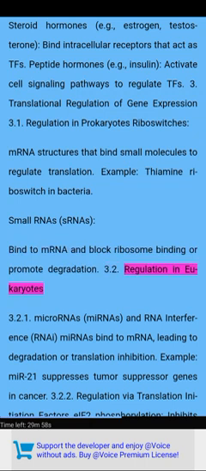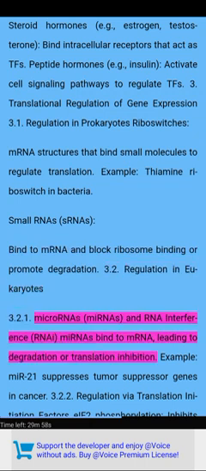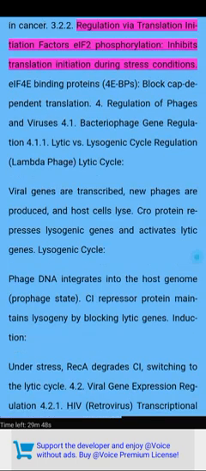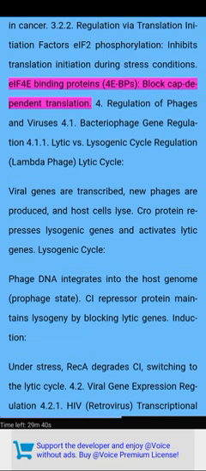3.2. Regulation in eukaryotes. 3.2.1. MicroRNAs, miRNAs, and RNA interference. miRNAs bind to mRNA, leading to degradation or translation inhibition. Example, miR-21 suppresses tumor suppressor genes in cancer. 3.2.2. Regulation via translation initiation factors. eIF2 phosphorylation inhibits translation initiation during stress conditions. eIF4E-binding proteins, 4E-BPs, block cap-dependent translation.